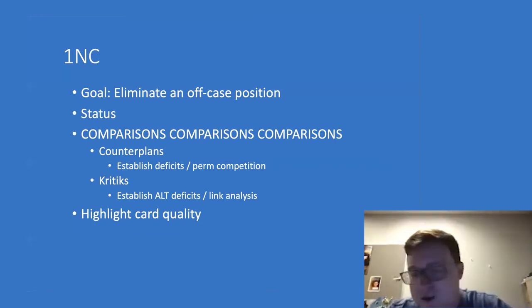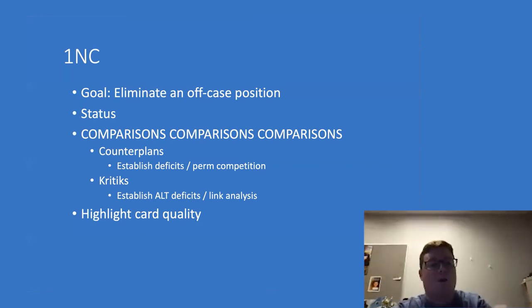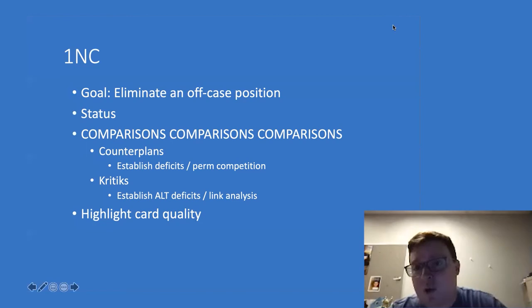So comparisons, comparisons, comparisons for counterplans and critiques, and then highlighting card quality when it comes to all arguments, so that you can also allow a judge to see these things, okay? Now we're gonna get into the judge at one point, but a lot of times these cross-examination questions are for the benefit of the judge, okay? Can you please clarify the status?